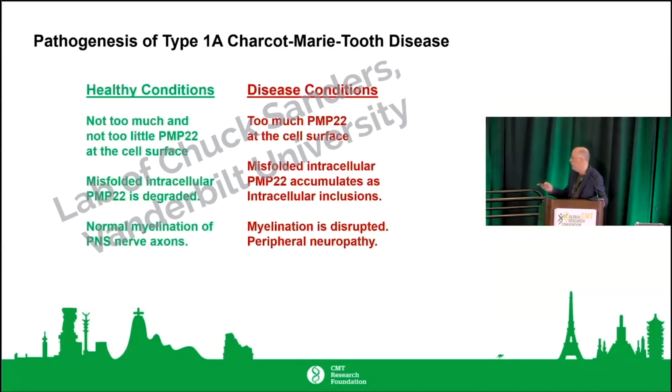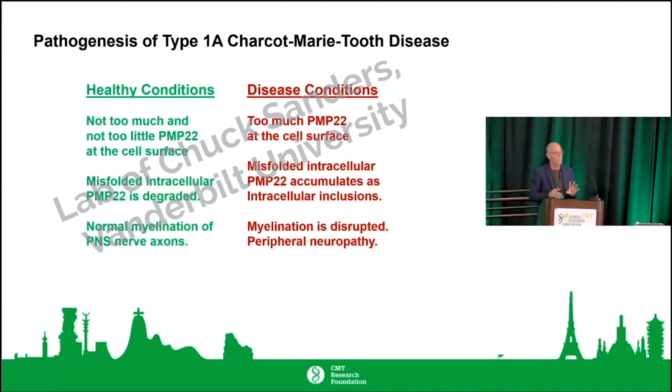So basically what we think then, based on these results, is that under healthy conditions, you have sort of a Goldilocks situation, not too much PMP22 on the cell surface and not too little. Any misfolded, trapped PMP22 gets degraded instead of forming inclusions. And as a result, then you have normal, healthy myelination of PNS axons. Under these conditions, you probably have too much PMP22 at the cell surface.